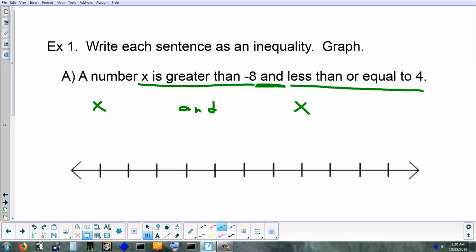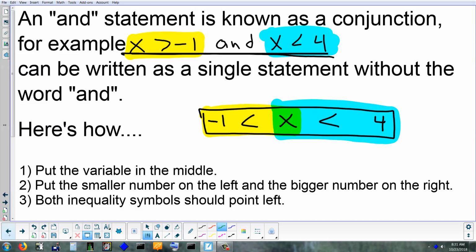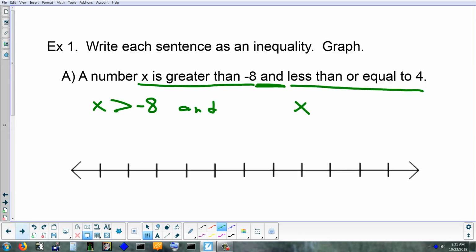X is greater than -8. You just put the sign. Yep, which way would it point? It would point to the right. X is greater than -8. Now if you say, whoa, wait a minute, didn't we just say the inequality symbols have to point to the left? Yeah, they do, if you're going to shorten it without the word and. We haven't done that yet. So what we have right here is kind of like what you had right here. We're not there yet. Okay, so we've got the first one.